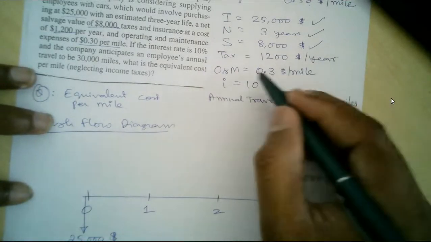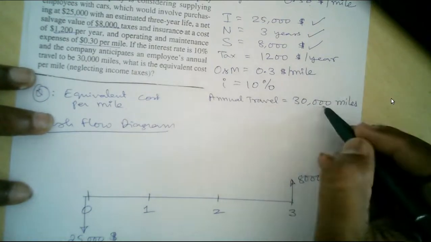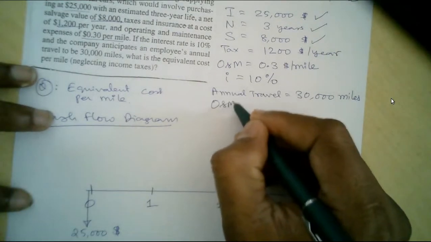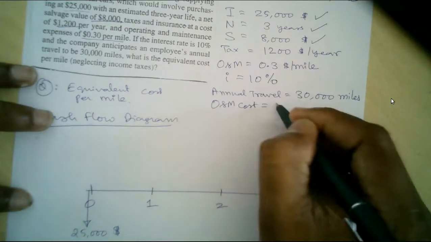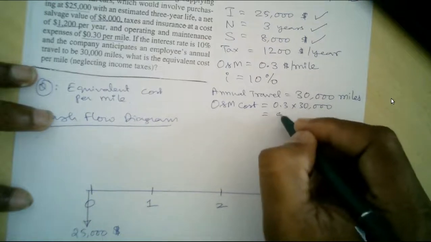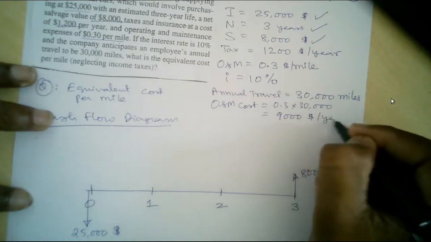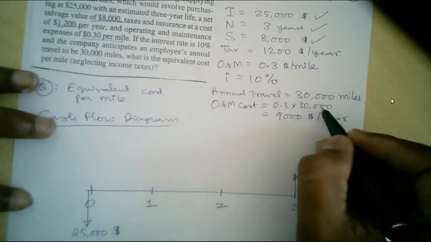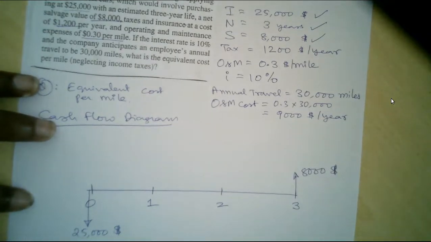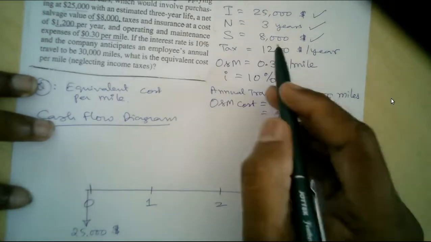And the O&M cost is $0.3 per mile. So how many miles per year? 30,000. So here I will write the O&M cost is 0.3 into 30,000. So that will be $9,000 per year, right? So 0.3 of 30 is 9. So $9,000 per year. And taxes will be $1,200 per year.